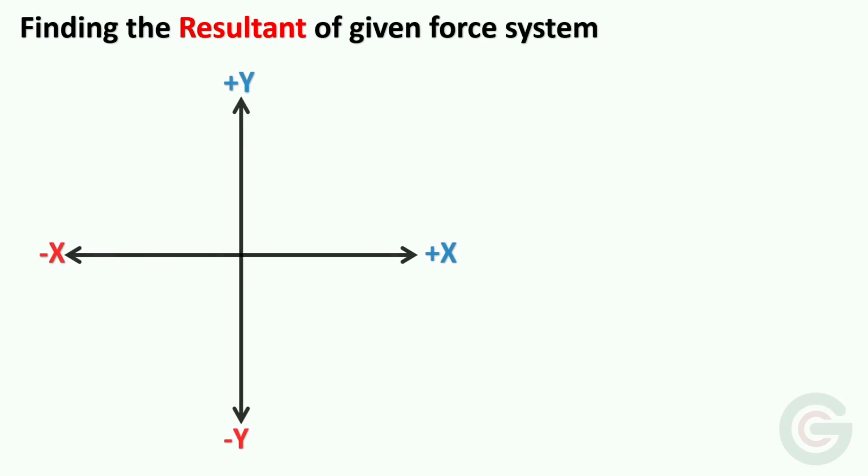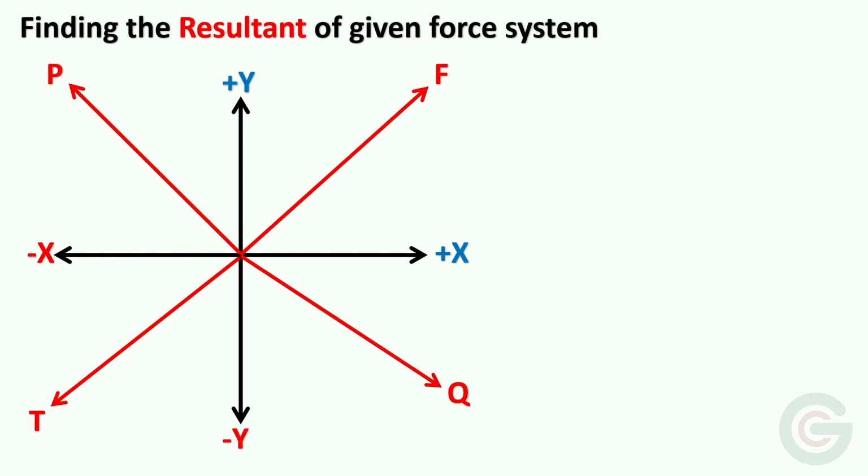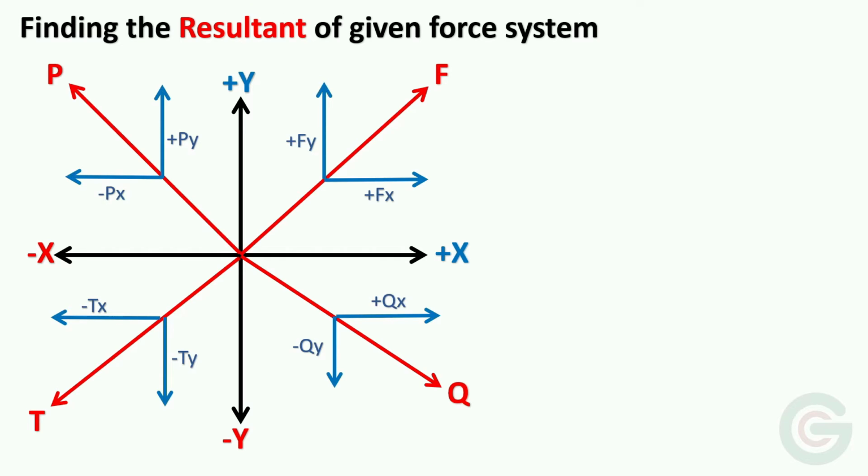Now let us see how to find the magnitude of the resultant force. Let us consider an xy axis, and these are the given forces. First, we need to resolve them into rectangular components. To know how to resolve the forces, please find the link of the videos in the description below. So after resolving the forces, we need to simply add the magnitudes of these components to get the x and y components of the resultant.